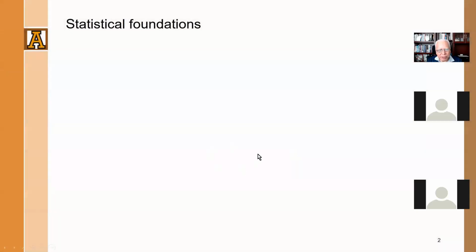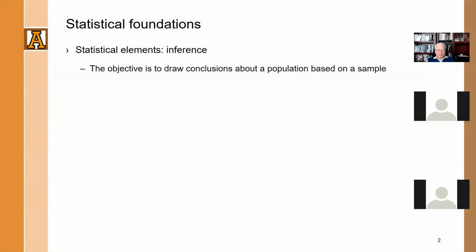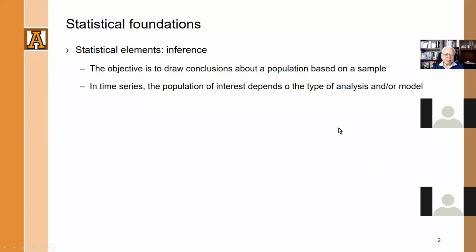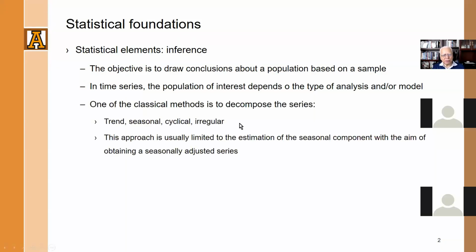So let's get started with this thing. As you know, in statistical inference, we try to draw conclusions about a population based on a sample from that population. That's what we try to do in statistical inference in general. Now, what's the population in a time series? In time series, the population depends on the type of analysis and the type of model that we are trying to envision.